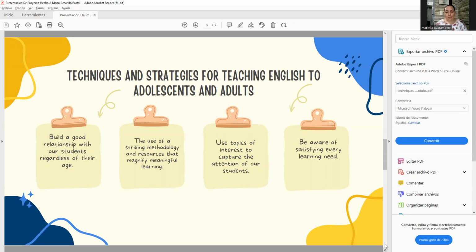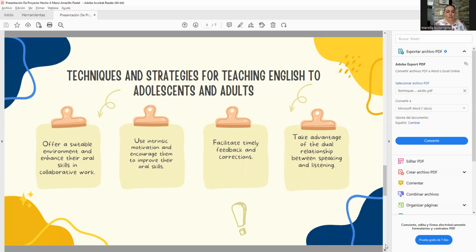Another important thing is that in class they always use a good methodology and resources to enhance the learning experience. Also, the teacher should always use really interesting topics to talk about in the classroom. The teacher also has to try to see all the special needs of the students, to work with them if they have any problems or issues regarding pronunciation or something like that. Another thing is always working on the students' motivation.